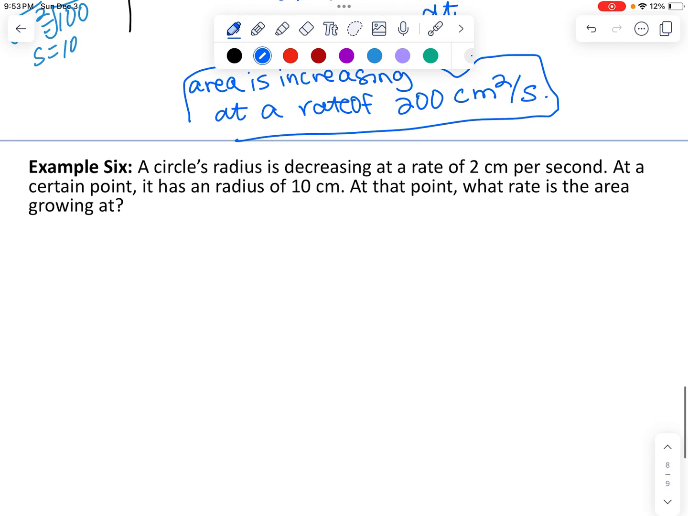We'll see the timing. So a circle's radius is decreasing at a rate of 2 centimeters per second. At a certain point, it has a radius of 10 centimeters. At that point, what rate is the area growing at? So let's draw our model first.